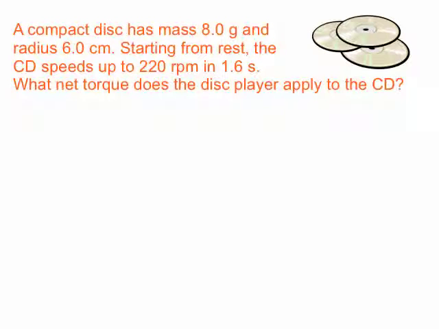Now let's try a compact disc. Compact disc with a mass of 8 grams, radius of 6 centimeters. Starting from rest, the CD speeds up to 220 RPMs in 1.6 seconds. What's the torque by the CD player? What's a CD player? That's going to be like a turntable. Right? Okay.